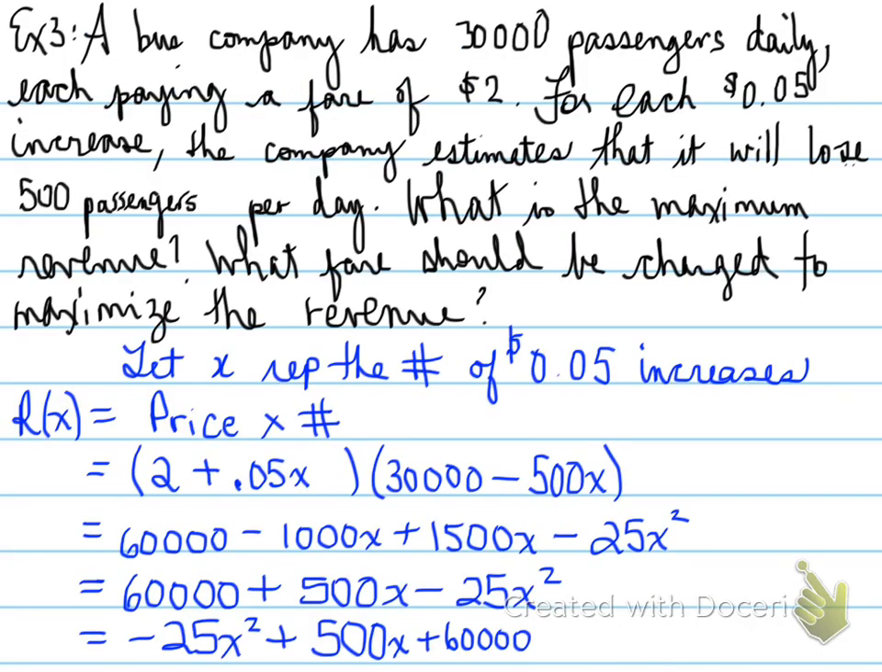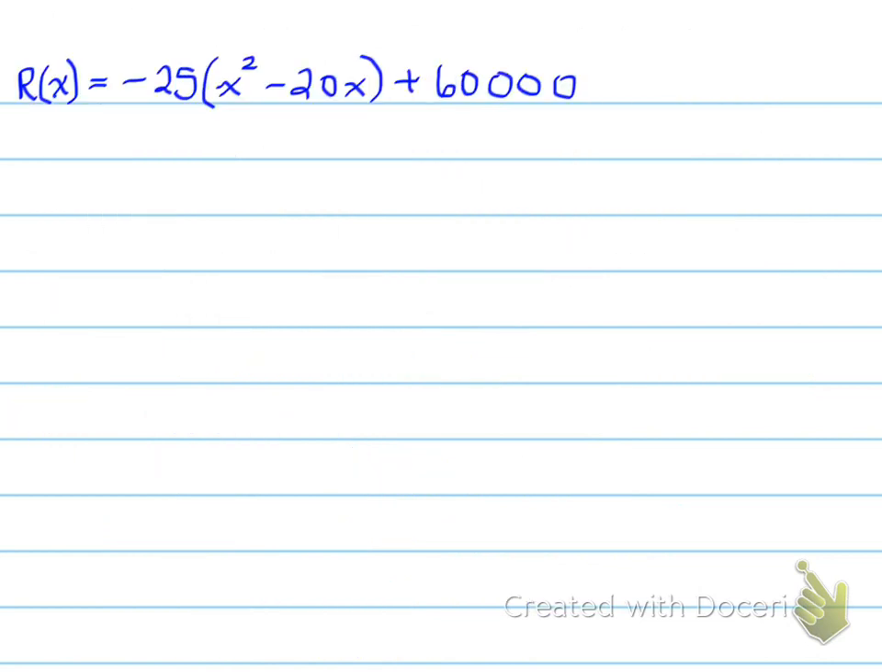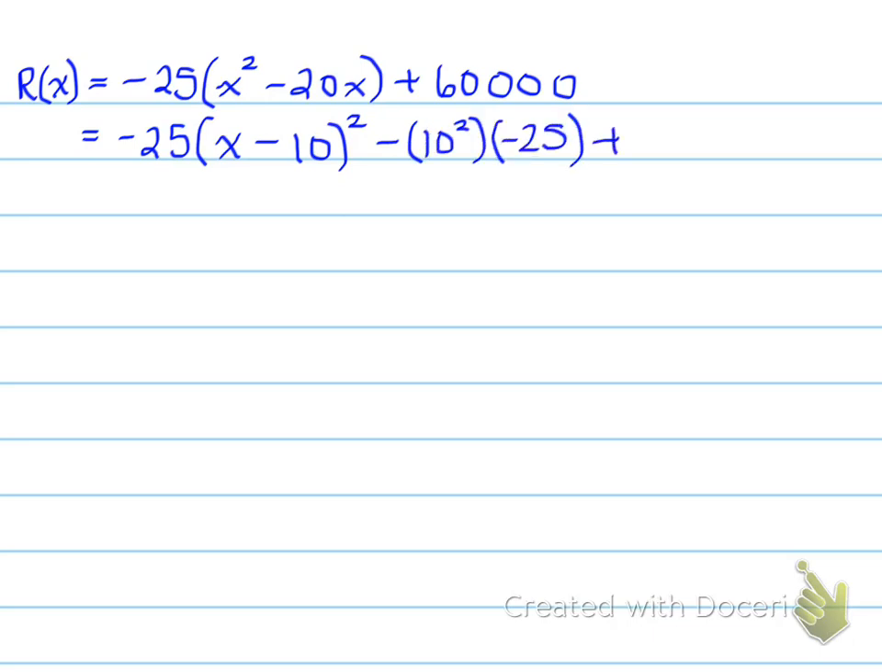To do that, we take this equation and take out the negative 25 from each of the first two variable terms. That's right, take out the negative 25 from the first two variable terms. We end up with this equation. The next step is to take out negative 25, and we have x minus 10 all squared minus 10 squared times negative 25 plus 60,000.